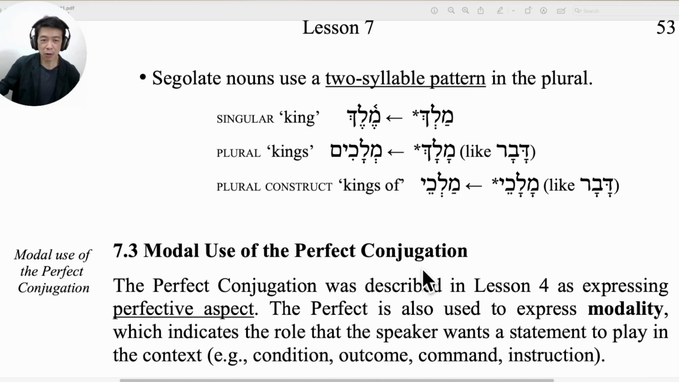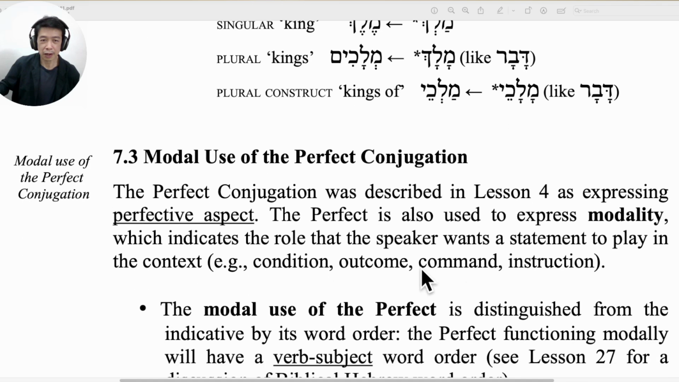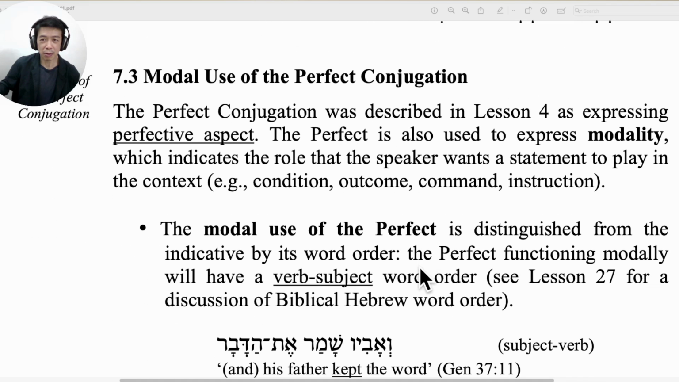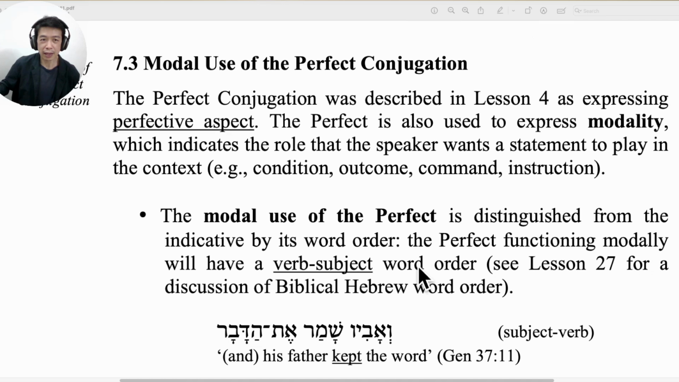Next, let's take a look at modal use of the perfect conjugation. The perfect conjugation was described in the previous lesson as expressing perfective aspect. The perfect is also used to express modality, which indicates the role that a speaker wants a statement to play in the context. For instance, in condition, outcome, command, or instruction. The modal use of the perfect is distinguished from the indicative by its word order. The perfect functioning modally will have a verb subject order.